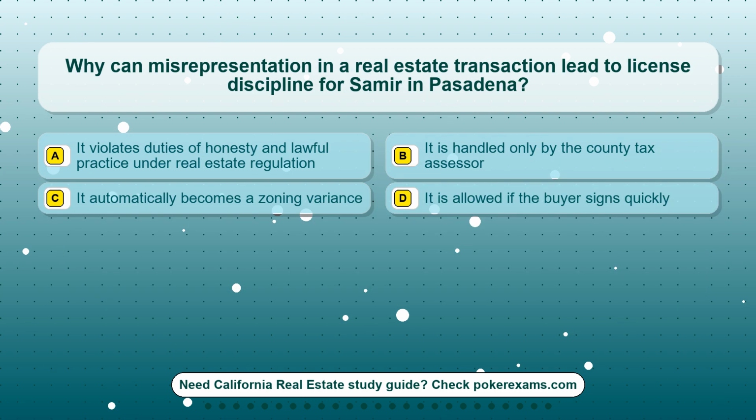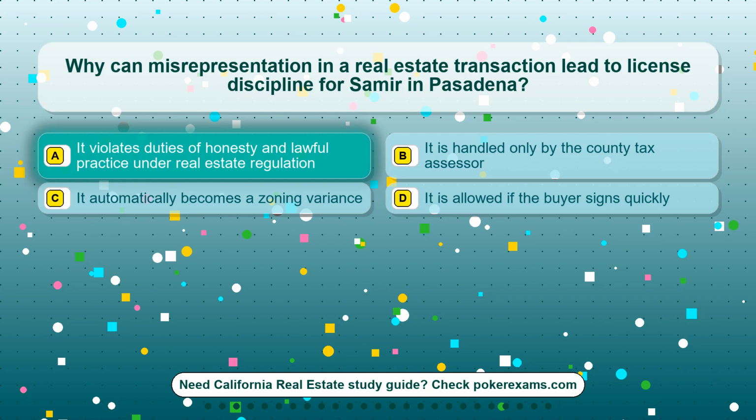Question 20. Why can misrepresentation in a real estate transaction lead to license discipline for Samir in Pasadena? Option A. It violates duties of honesty and lawful practice under real estate regulation. Option B. It is handled only by the county tax assessor. Option C. It automatically becomes a zoning variance. Option D. It is allowed if the buyer signs quickly.